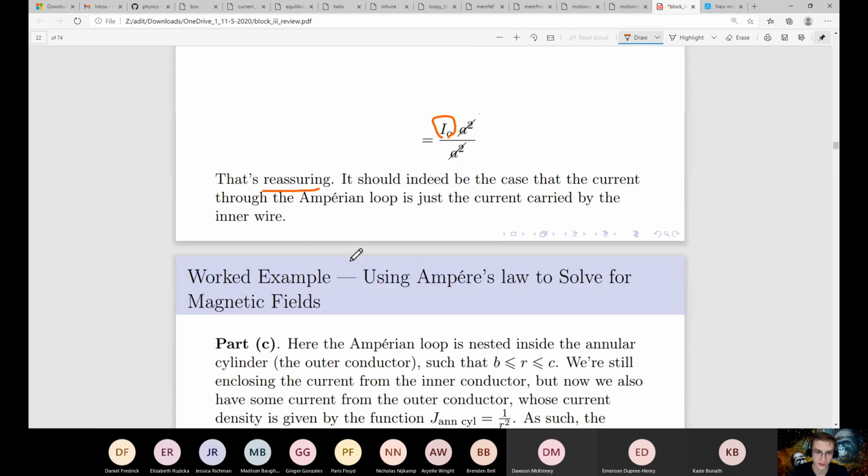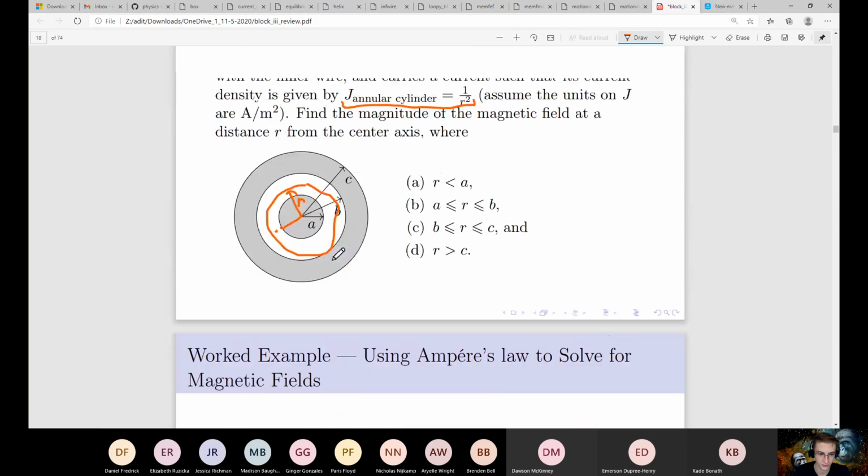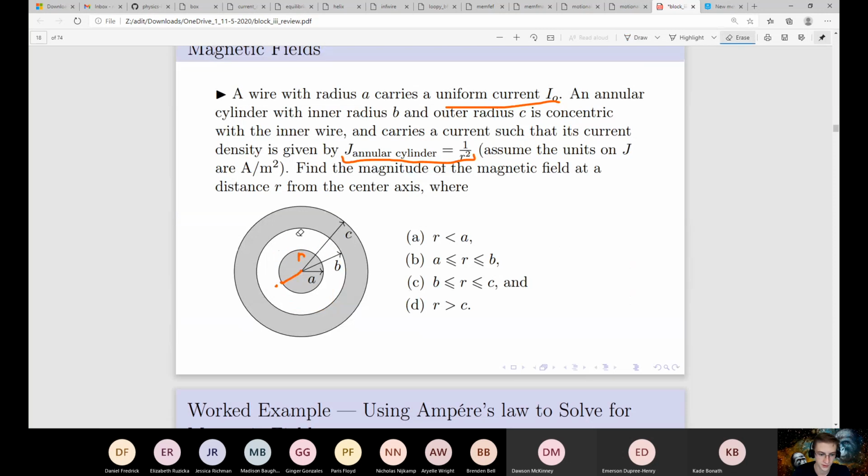Now let's do part C. Here we have a completely new beast. If I go back to the picture and erase this r for part B, for part C, my r is nested in between these two conductors. It's nested inside this annular cylinder. So that's my r right there. I'm sorry it's not a smooth circle, but it's kind of hard to draw with the mouse. That's my r.